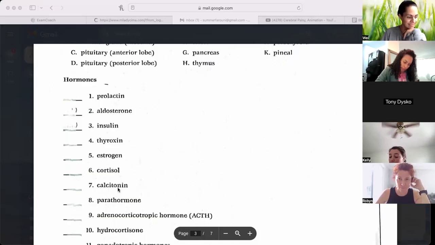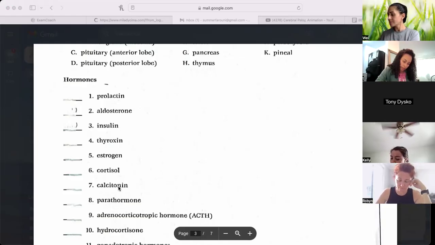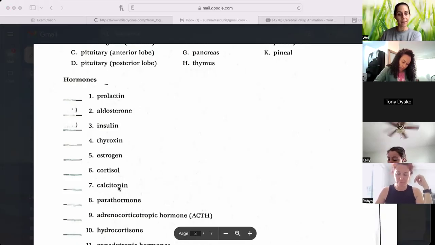Calcitonin has to do with calcium regulation. Anybody guess it? The thyroid. Thyroid, correct. Okay, next is your parathormone. Parathyroid, good job.